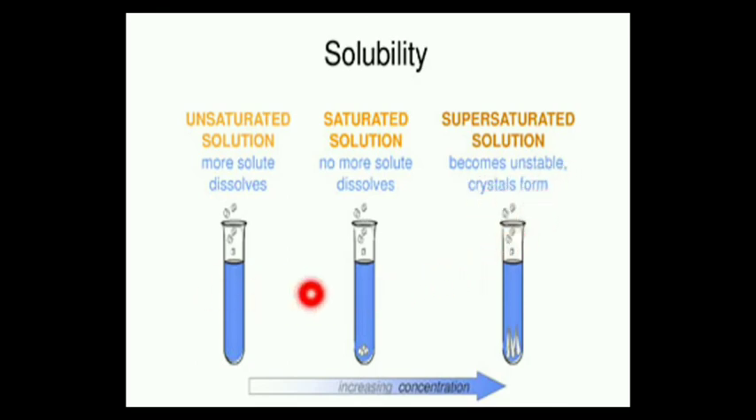So you can see with these three test tubes, concentration is increasing from unsaturated to supersaturated solution. Okay, so a supersaturated solution is the highly concentrated solution where the solution becomes unstable. Okay, and when you are heating, it becomes unstable and crystals are being formed, and it contains the maximum amount of solute.